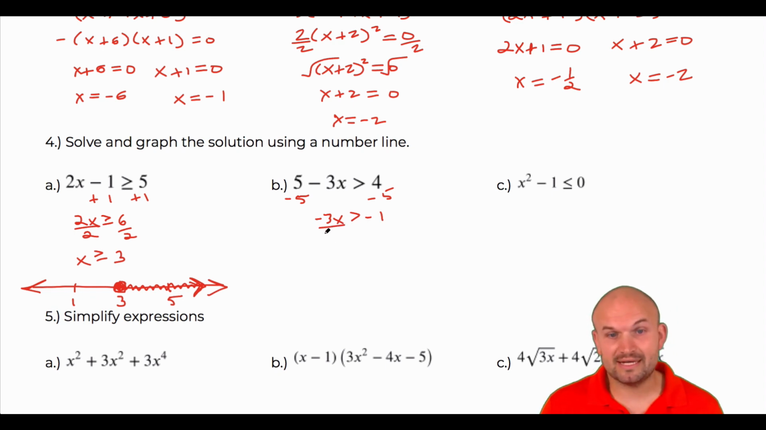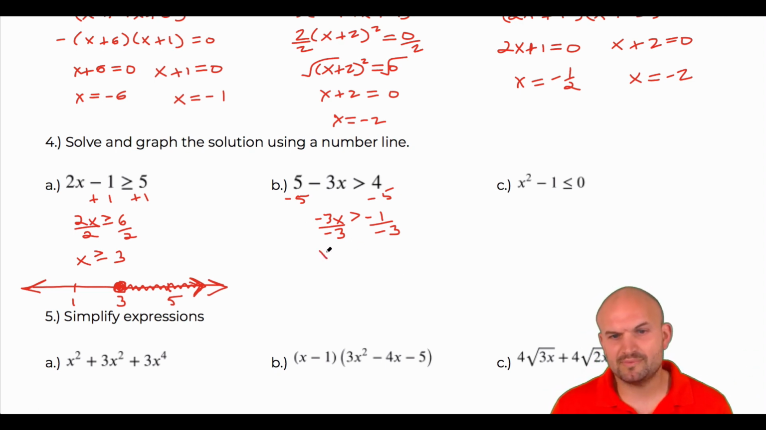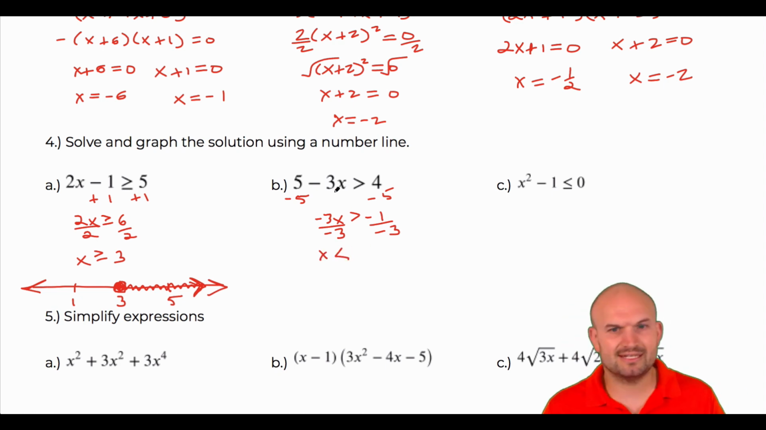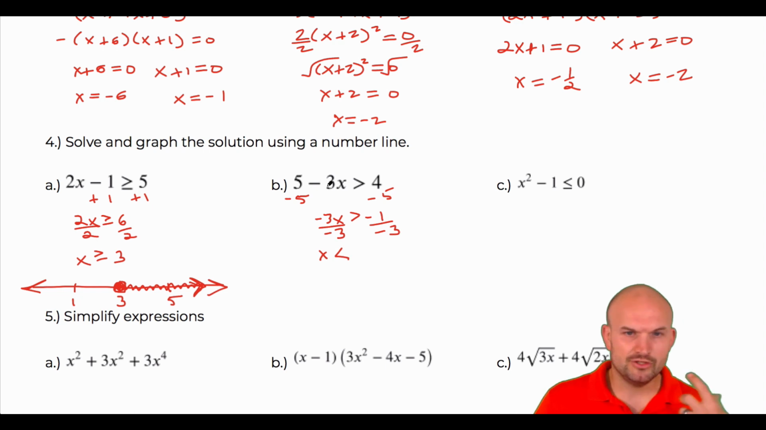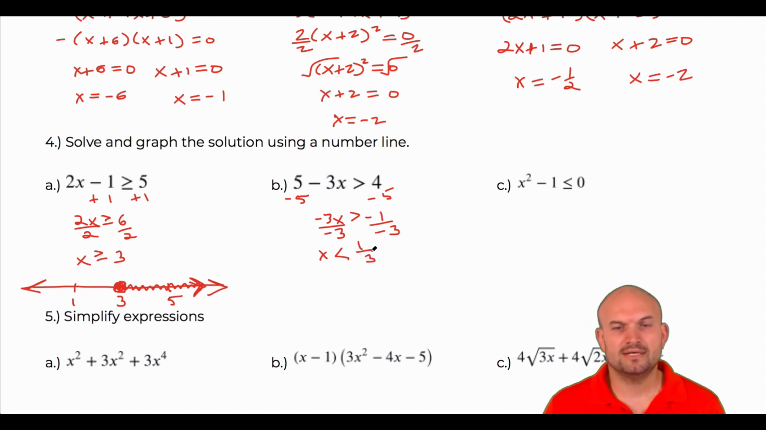Now I can divide by negative 3. And if you guys remember, whenever you're multiplying or dividing by a negative to solve an inequality, you're going to want to flip the sign. And that isn't like a trick or anything like that. If you wanted to get around that, you could have simply added 3x to the other side and then solve for the x in the positive form. So it's just the way it works out.